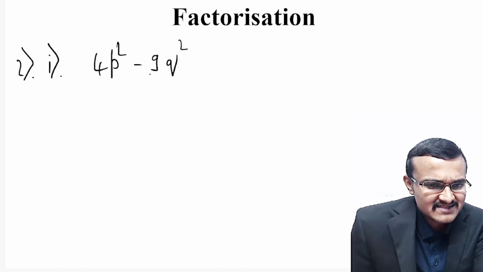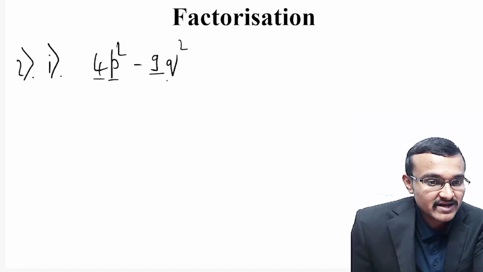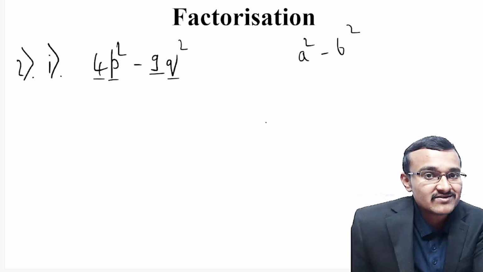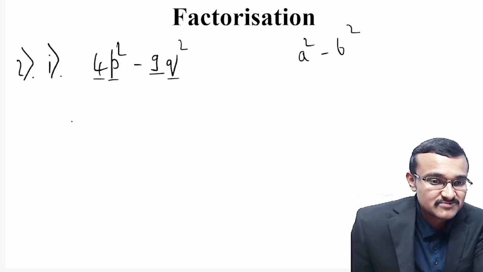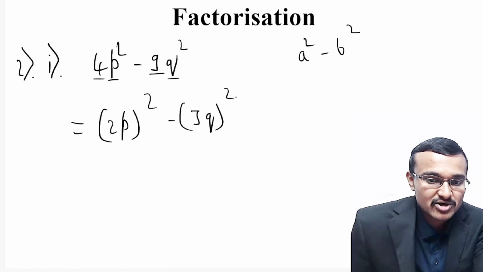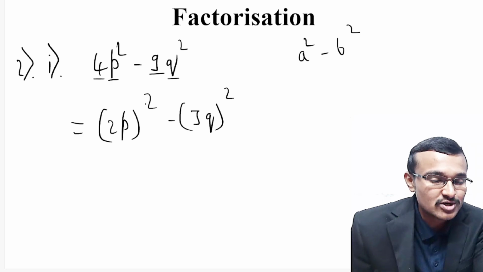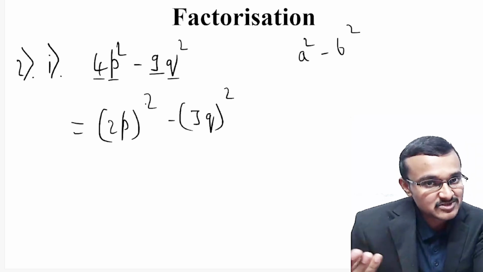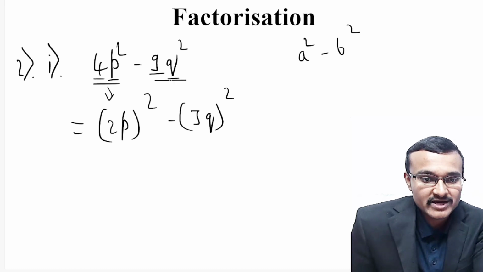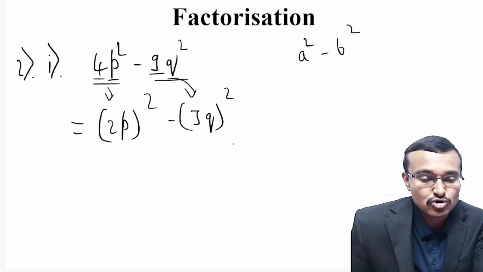You can clearly see that this 9 is a perfect square and this 4 is also a perfect square, and they have given p square and q square. So this is in the form of the a square minus b square identity. So you can write this 4p square minus 9q square as 2p whole square minus 3q whole square, because 2p whole square will be 2 into 2, that is 4, p into p, that is p square. So 4p square, you will get the same 4p square as the answer. So you can write this 4p square as 2p whole square and this 9q square as 3q whole square.